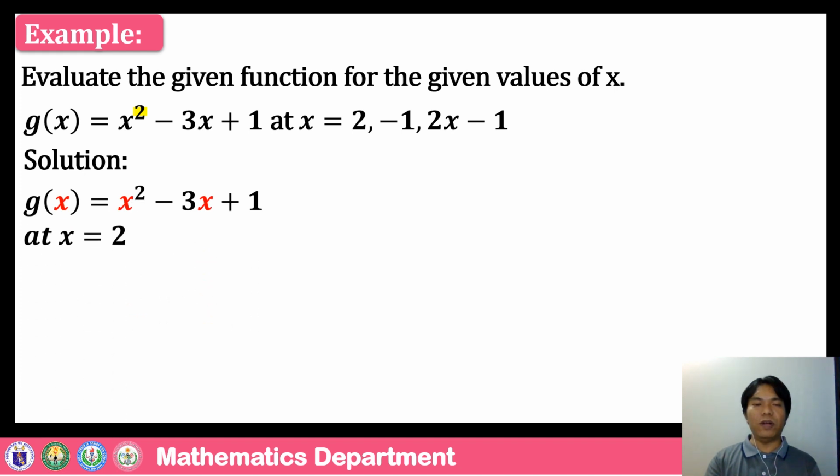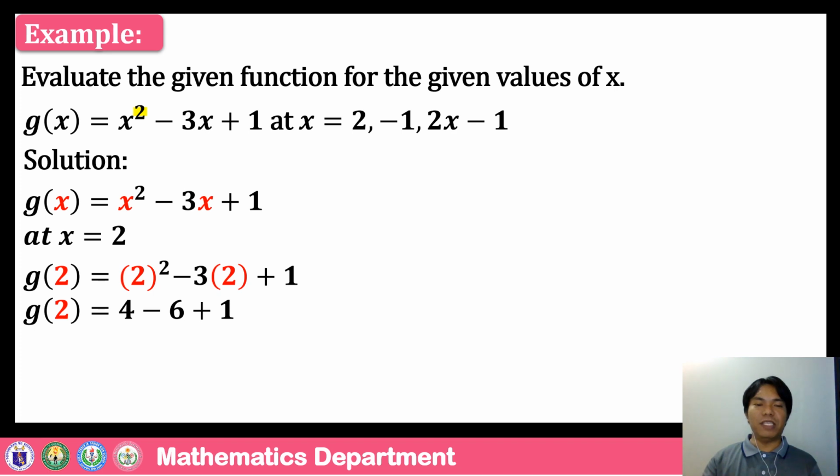So, at x equals positive 2, papalitan lang natin ang lahat ng ating variable x ng positive 2. At ito ay magiging g of 2 is equal to 2 squared minus 3 times 2 plus 1. At pag sinimplify natin ito, ang ating 2 squared ay equals sa 4, ang ating 3 times 2 ay equals sa 6, at ito naman ay kokopyahin lang natin. At pagkatapos niyan, simplify lang natin yung ating nakuhang value, g of 2 ay equal sa negative 1.